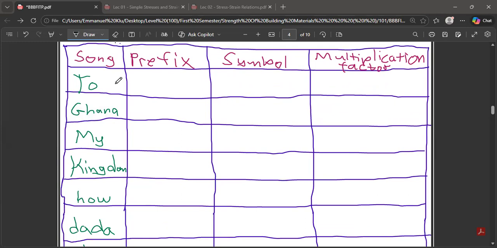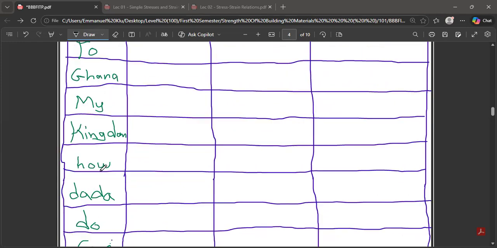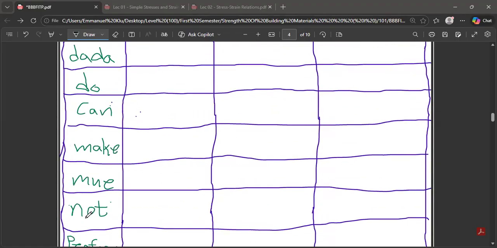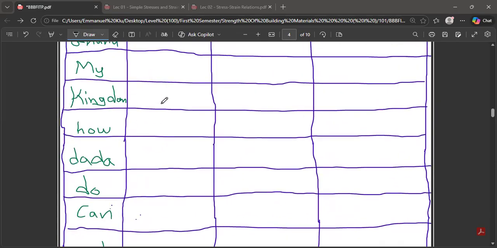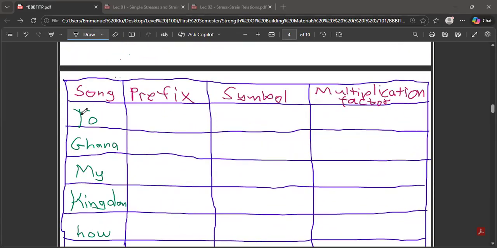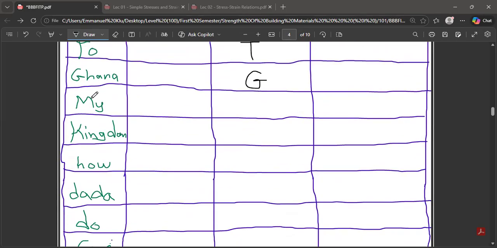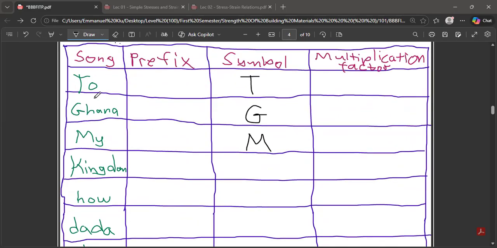Let's quickly sing the song one last time. To Ghana, my kingdom, how Dada do can make Mew not perform. Good. So when you say Ghana, my, it means what? Terra. Terra, it means T. Anywhere you see G, it means what? Giga. Giga. Anywhere you see M, it means what? Mega. Mega. You can see that the first three I started with what? Capital letters. To Ghana, my. Do you understand me? Good.